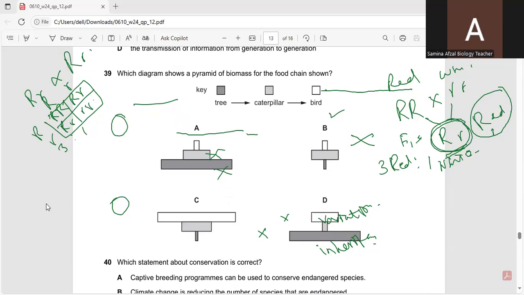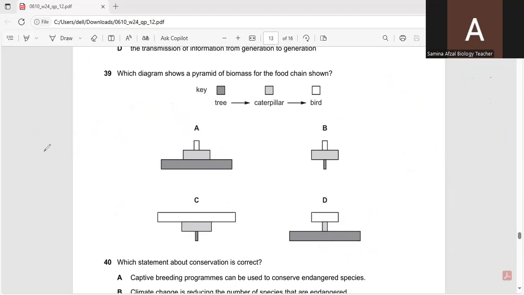Question number 39. Which diagram shows a pyramid of biomass for the food chain shown? So, first of all, what is biomass? Biomass is organic matter from plants and animals that can be used as a fuel source for other industrial processes. For example, renewable energy sources, wood residues, energy crops, agriculture residues, and other organic residues.